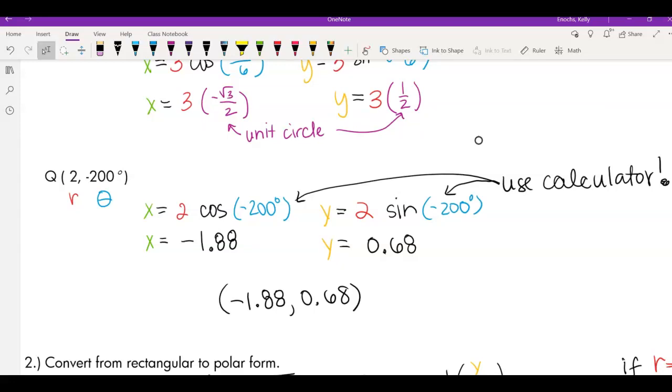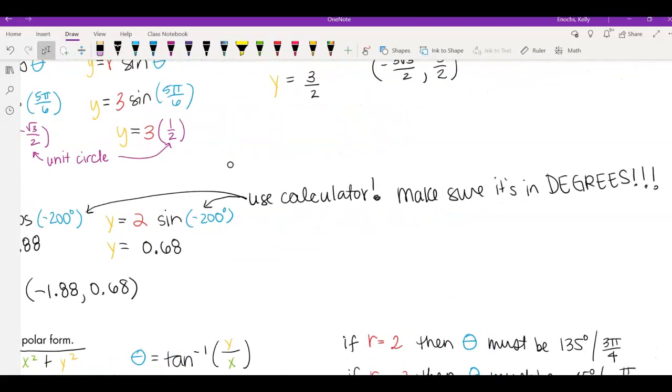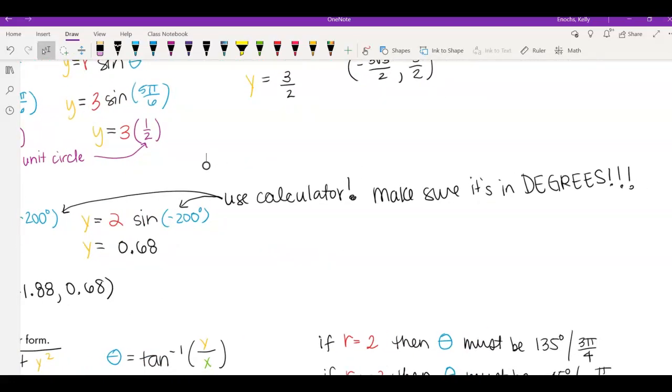So you type in 2 cosine negative 200 and 2 sine negative 200, and you should get negative 1.88 and 0.68. So those come straight from your calculator there if you have them in degrees. So there's your little reminder. Don't forget to make sure it's in degrees.